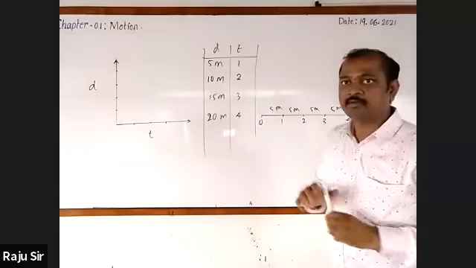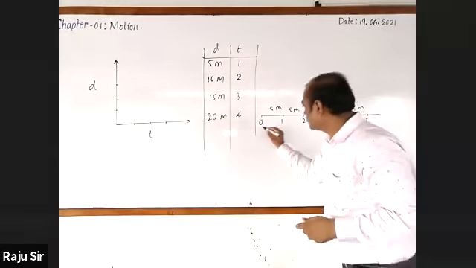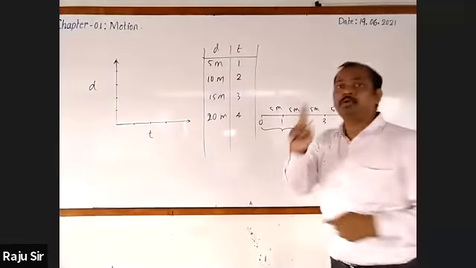What is the distance covered in the third second? 5 meters. Now my question is, what is the distance covered by the body in 2 seconds? 10 meters. In 3 seconds, 15 meters.